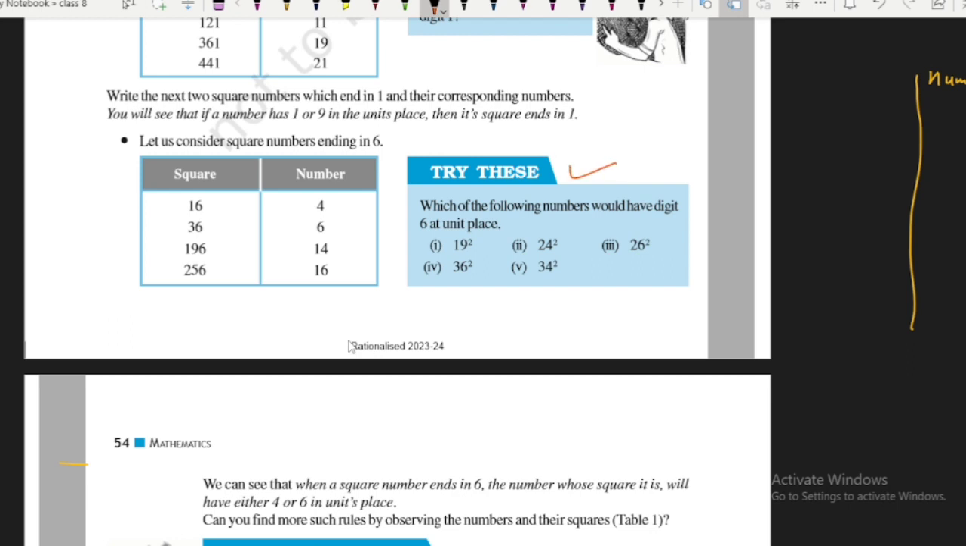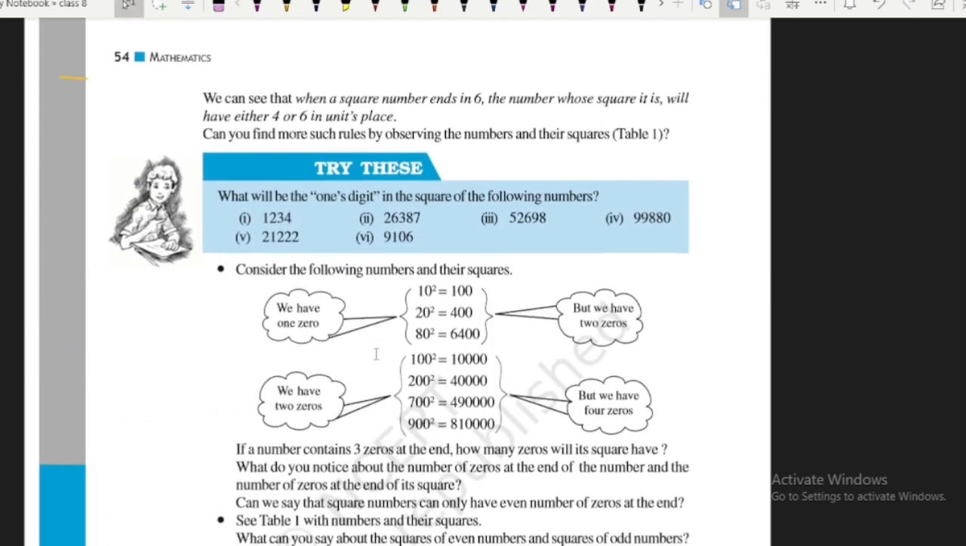You can tell very easily what the unit place of a given number is. 19 square: what is the unit place of 19 square? If a number ending with 9 is squared, its unit place will always be 1. If 24 square, what is the unit place of 24 square? 4 squared ends with 6. Then what about 34 square? It also ends with 6. You can tell directly what the unit place of a given number is. So this is one property.